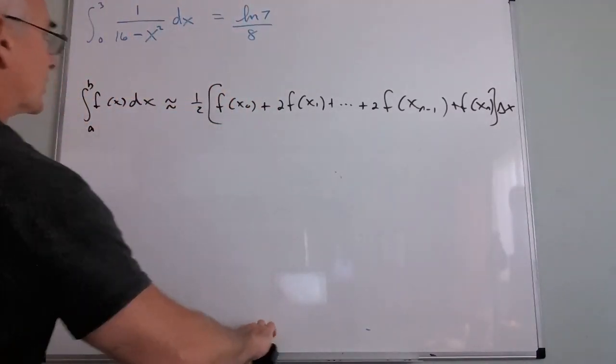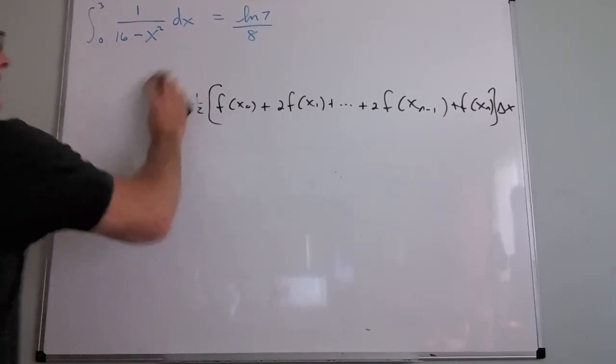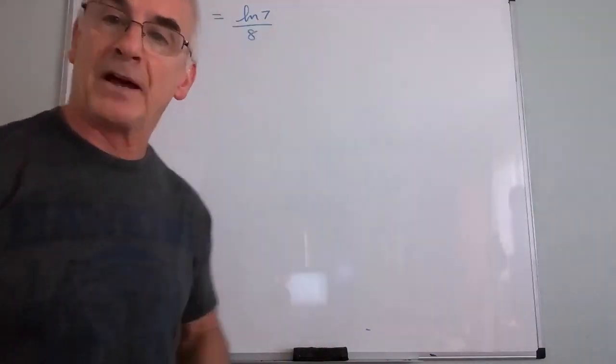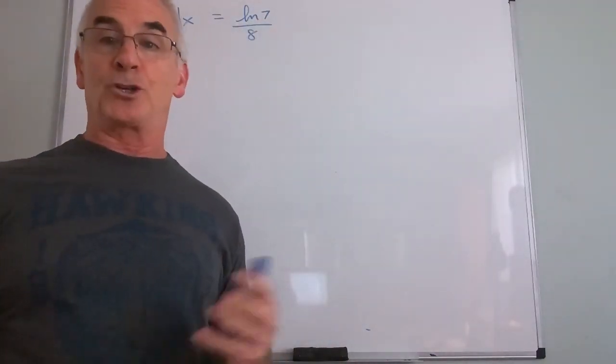So we're going to use the trapezoid rule to do this problem. The only thing I have to tell you is the value of n that you're going to use. You do not choose n.